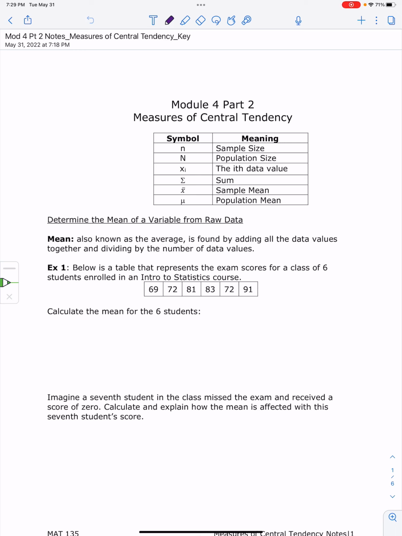Okay, here are the 4.2 notes, measures of central tendency. This is page 1. So we're going to start the top here with some notation.